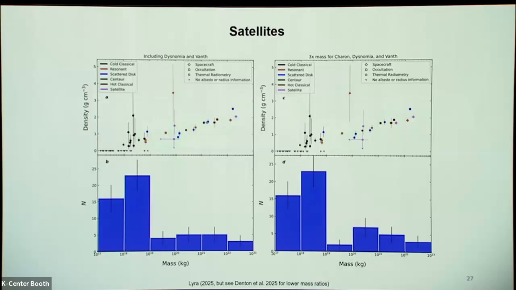That maybe in the impact, Vanth, sorry, did lose a lot of mass. So it now has too high a density for the mass where it is. But Dysnomia did not lose that much mass. It is at the density where you would expect an object of that mass to be. And Huya and this object also seem not to follow the density trend. So maybe they are fragments of a denser object, and now are occupying this mass plane.